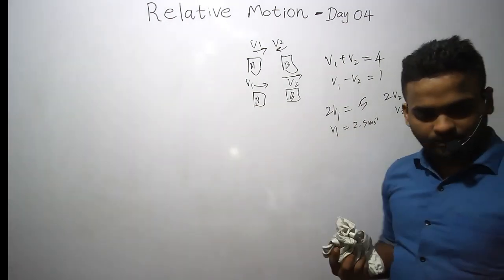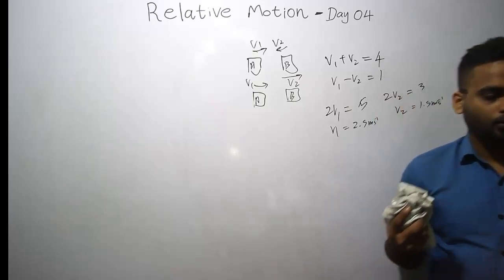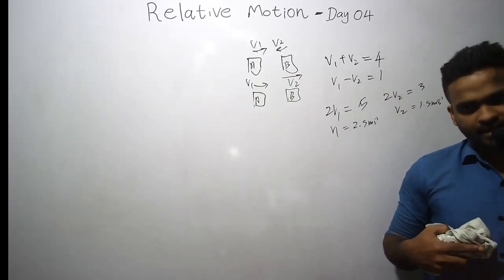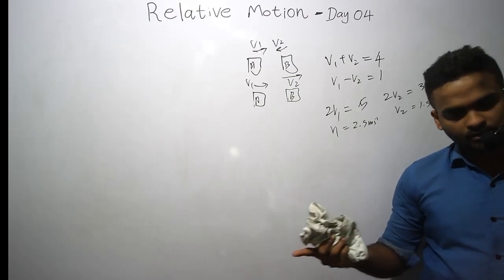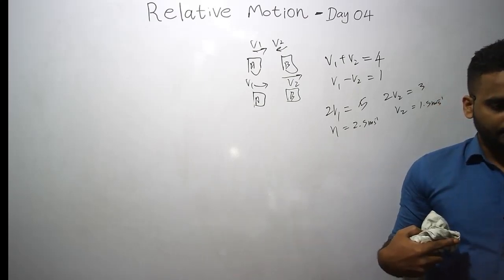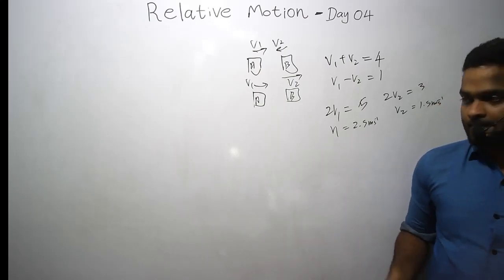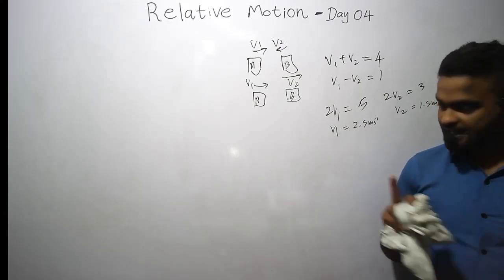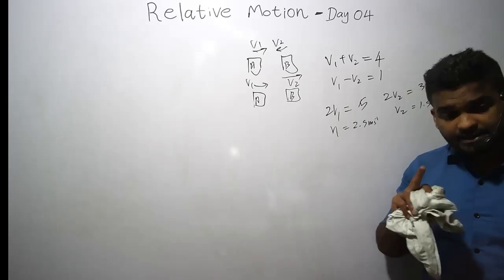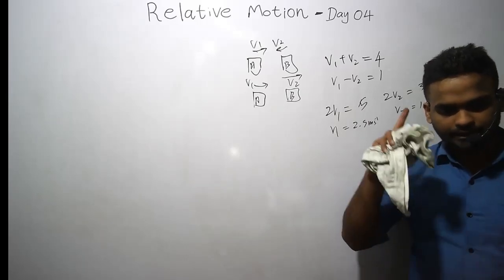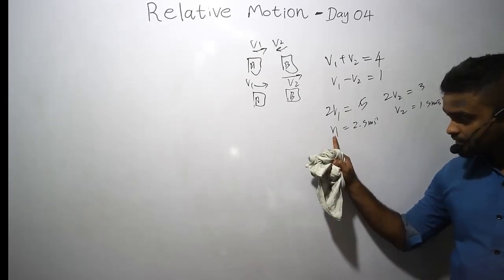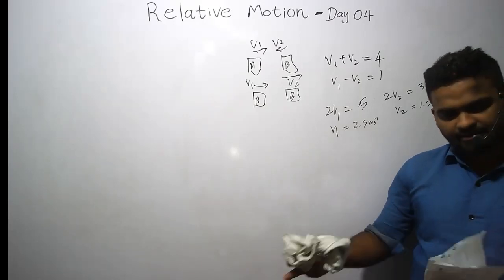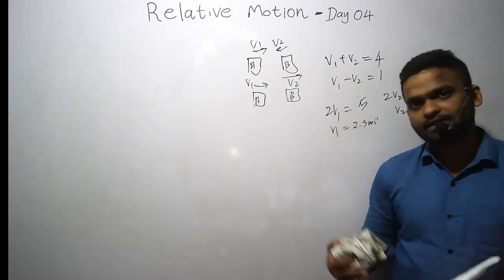So in these questions, to get the relative velocity, you just had to add or subtract the velocities. That's all you had to do. But to do that, you need to remember that these velocities are Earth relative velocities, not relative to anything else. All velocities are Earth relative velocities. Then you can just add or subtract in order to get the relative velocity.